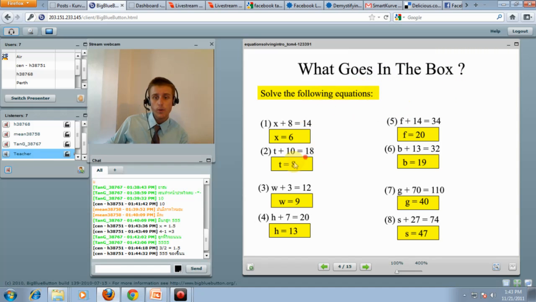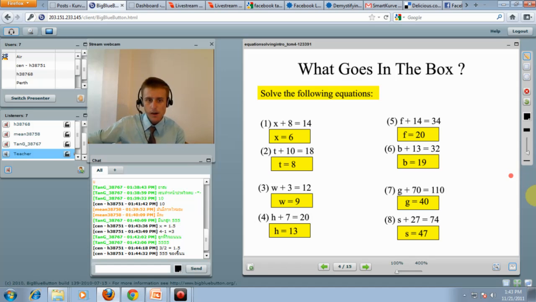Solve the following equations. You already kind of have the answers, but we're going to work through them. Okay, so for the first one, you would subtract 8 from each side to have the x by itself. So x equals 6. X minus 8, 14 minus 8. X is 6. To find t, you subtract 10 from both sides, so you have the t alone. T equals 8.